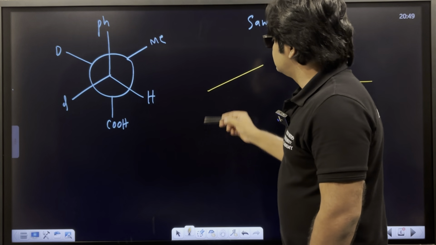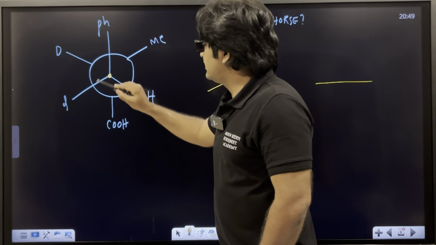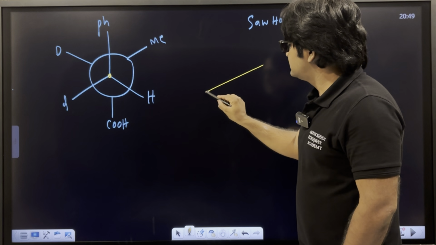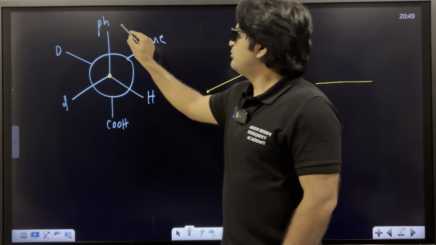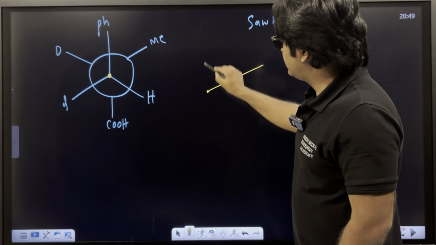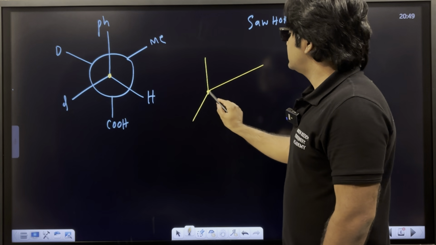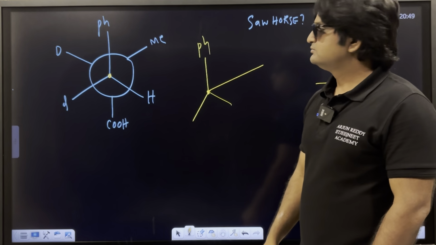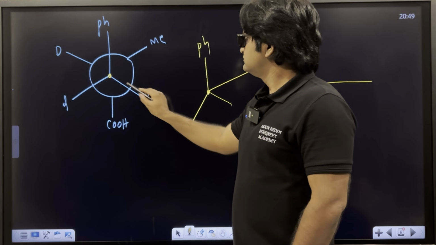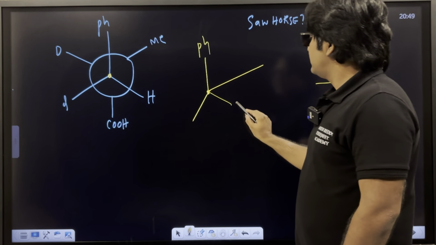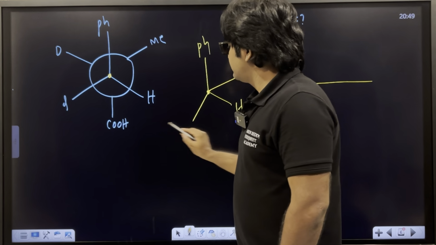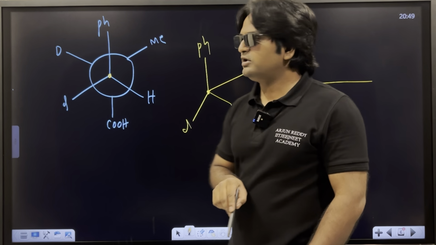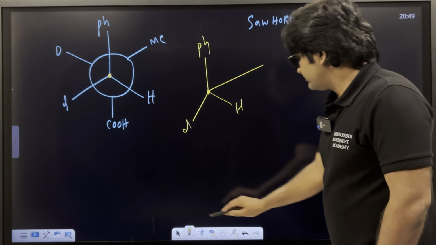First of all, let this be the front carbon atom. Again here it is the front carbon atom. What about phenyl? Just above. Simply write like this, phenyl, and just like a Y form. Here which one are we taking? Phenyl. And which is present on the right side? Hydrogen. And which is present on the left side? Chlorine atom. Okay. And come to the back carbon atom.